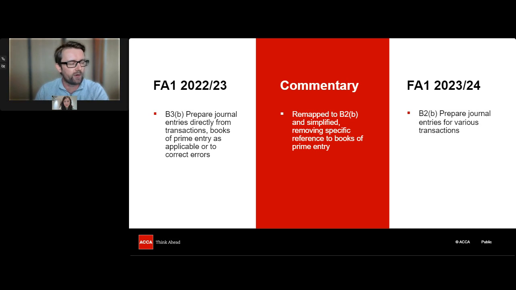So here's an example of one that we're changing from FA1. So the FA1 learning outcome B3B, as it currently is, you can see on the screen there. And you can see that there's some references to books of prime entry. So that one definitely needed to change with this particular update. And what's happened for 2023 is we've remapped it. So we moved it about on the syllabus itself. And it's become learning outcome B2B, and we've simplified it a little bit as well as removing those references to the prime entry. So now it's just prepare journal entries for various transactions, which hopefully you can see still ultimately covers the same material.